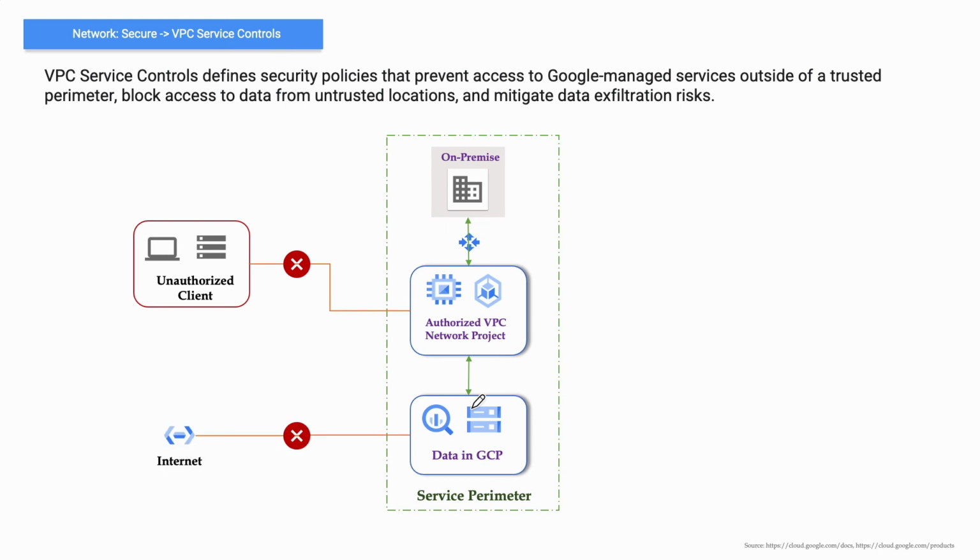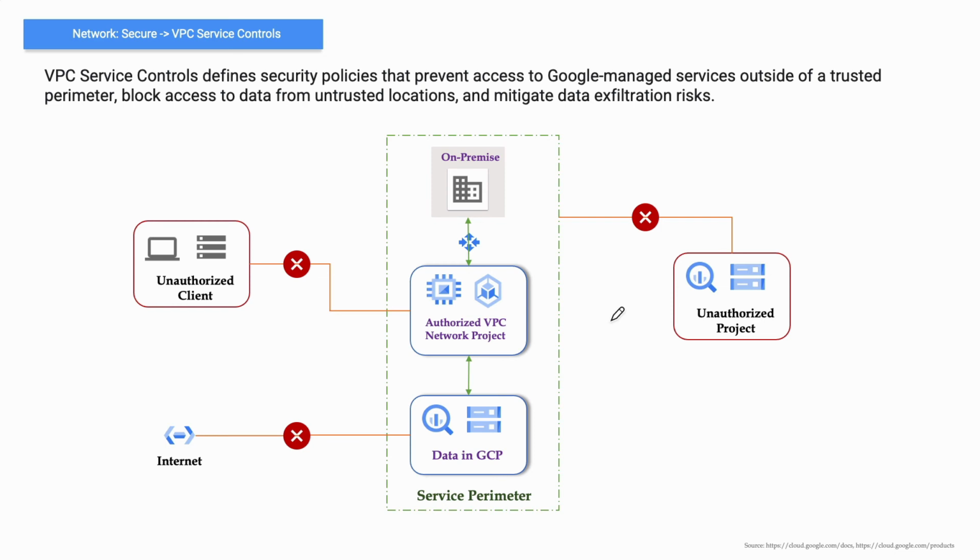Same goes for internet. They can't access from the internet even to your API based services where your data sits. And also the unauthorized projects within GCP, they might be connected to the same on-premises as well, but they are not authorized to view the specific data, or they are not authorized to use these machines. So even they won't be able to access it.